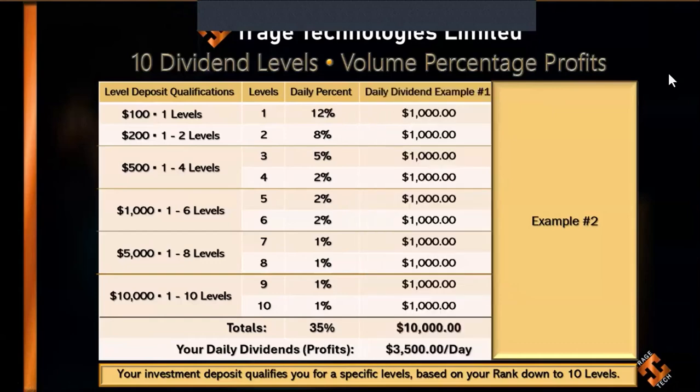Okay? Watch this. If we simply say that on level 1 you have earned $1,000 in volume, that means $1,000 in profits were made that day. And do the same thing down 10 levels. That's a total of $10,000. Remember, you get 35%. 35% of $10,000 is $3,500. What? Not a week, but what? Per day. That is per day. Wow. That is awesome.